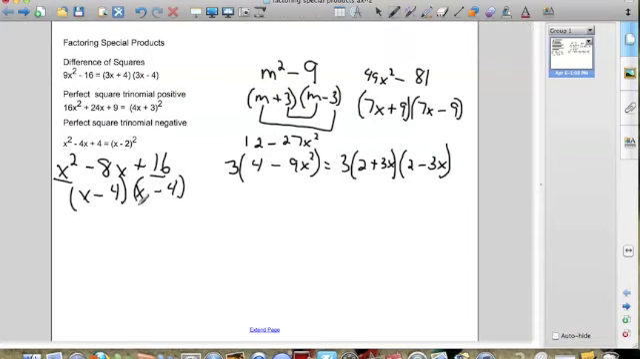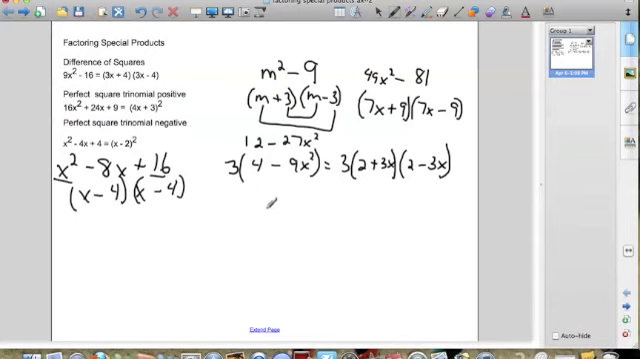Now, again, what you look at here: square, square. When you take the square root of this and this, multiply and double it, it equals the middle term. If that happens, then yes, you have a perfect square trinomial. If it's negative, they'll both be negative. If it's positive, they'll both be positive.